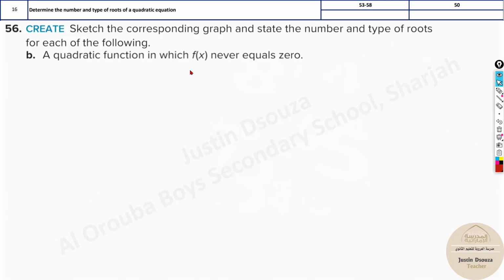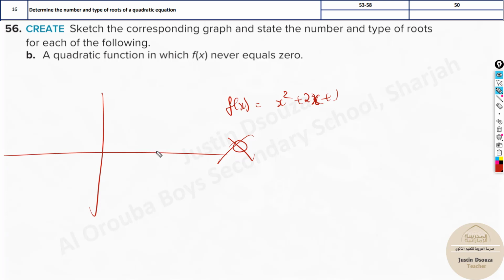A quadratic function in which f of x, the y value, is never equal to 0. What exactly does that mean? Let's understand. Say f of x equals x squared plus 2x plus 1. This is a random one. I'm not sure whether this is a proper example, but just to make you understand, whatever x value you put over here, this value will never be equal to 0. It can be any positive number, any negative number, but it'll never be 0. In the sense, the graph can never touch this 0.